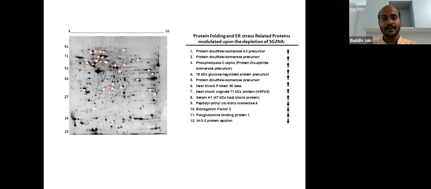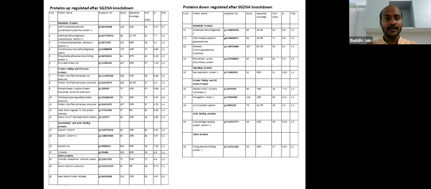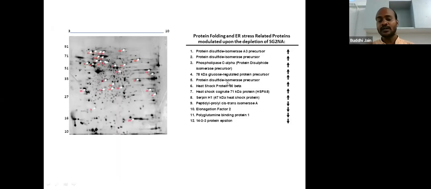And out of 110, we were able to identify 30 proteins: 20 proteins that get upregulated, and 10 proteins that get downregulated upon SG2NA knockdown. So there is a change in the proteome upon depletion of SG2NA. Upon further analysis, we found that out of 30 proteins, a group of proteins are modulated upon SG2NA depletion.